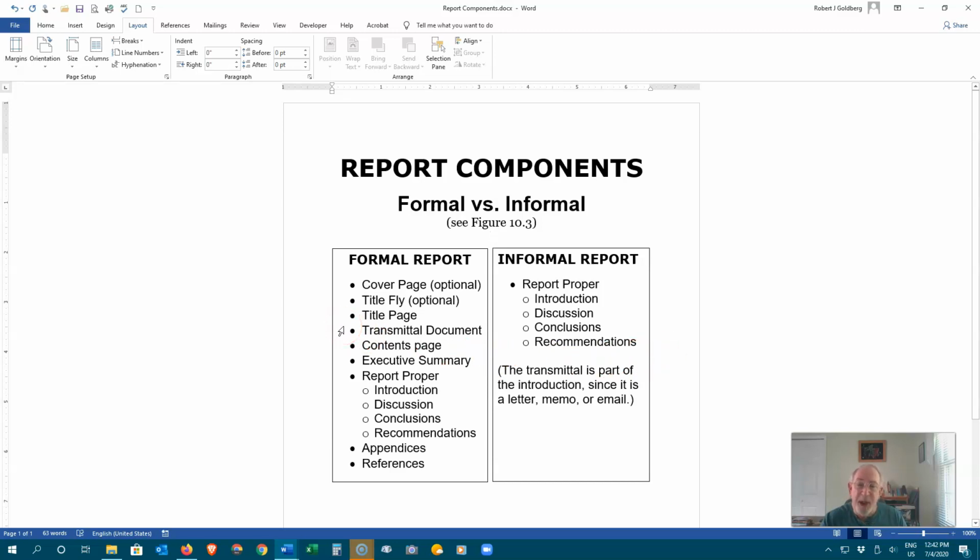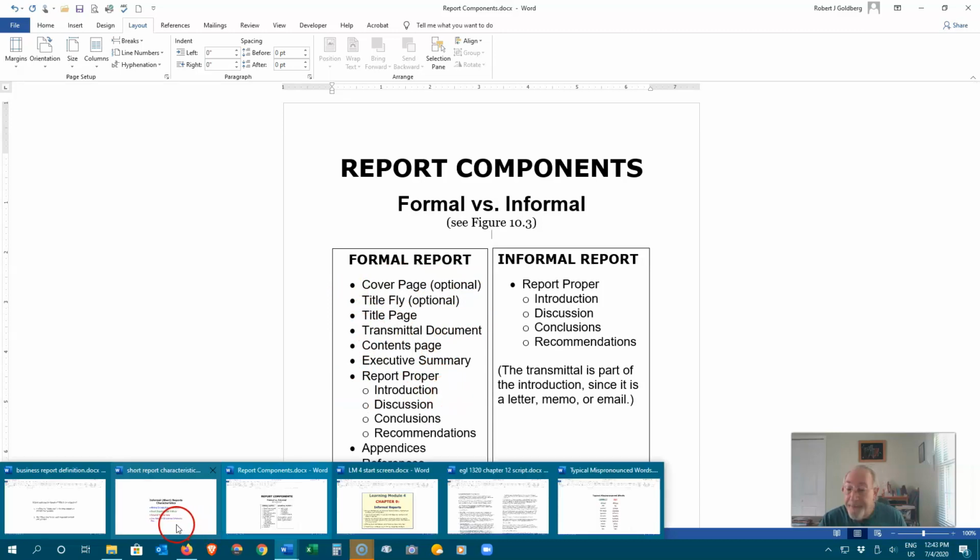Formal reports, long reports will have more parts to it. That's partly what makes it longer. But even in here, the report proper, there's more content. The informal reports are shorter in part because the content is shorter, but also because they don't have the extra parts.